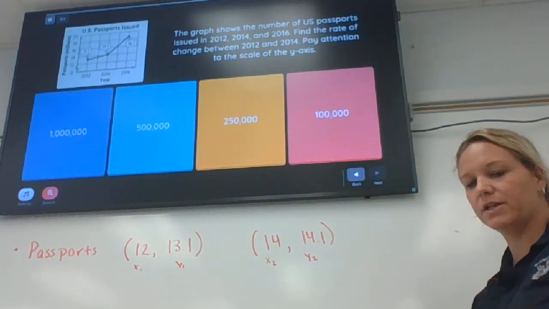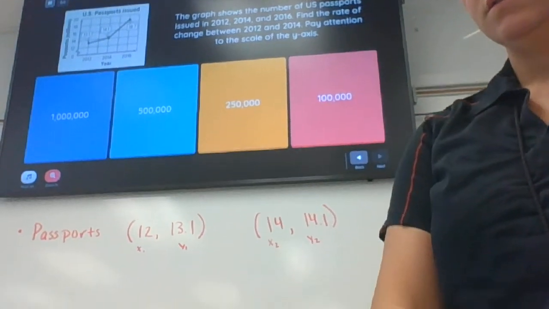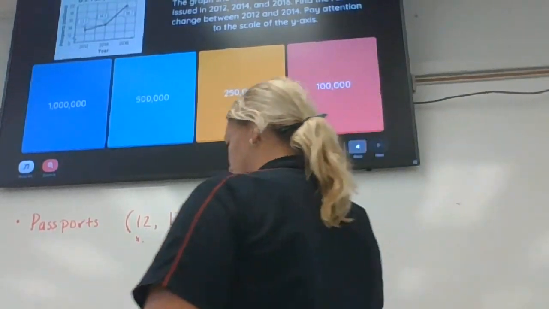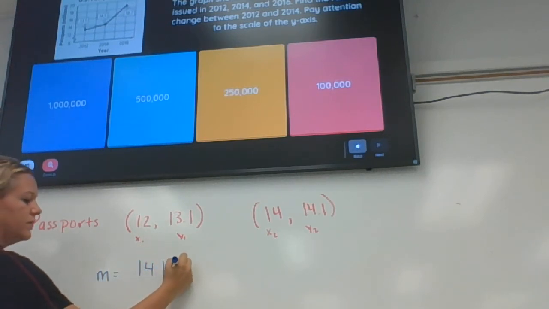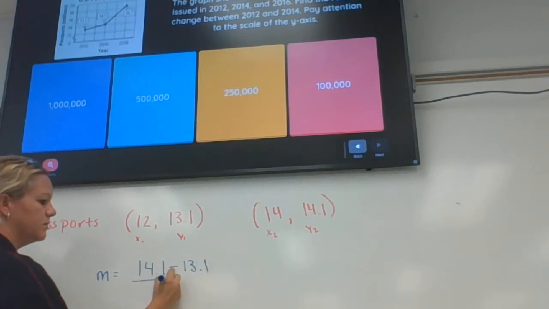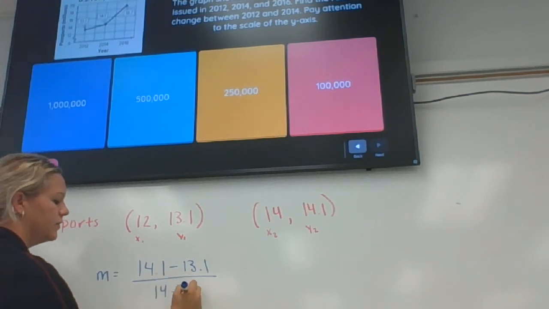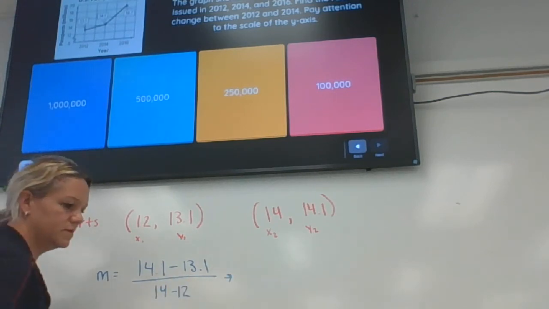So for the formula, changing Y over changing X, we call it M. 14.1 minus 13.1 over 14 minus 12.